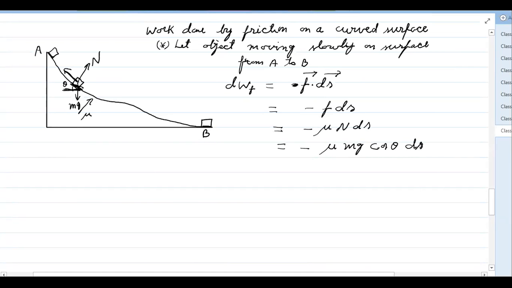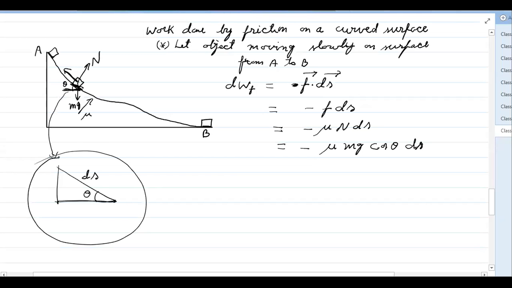Now if you look at this surface, suppose this angle is theta, and this is ds. For this part I am magnifying it, and seeing the magnified version. If this part is ds, then ds cos theta, will it be dx? So can we write minus mu mg into dx? For getting the total work done by friction, we write the integration of this.